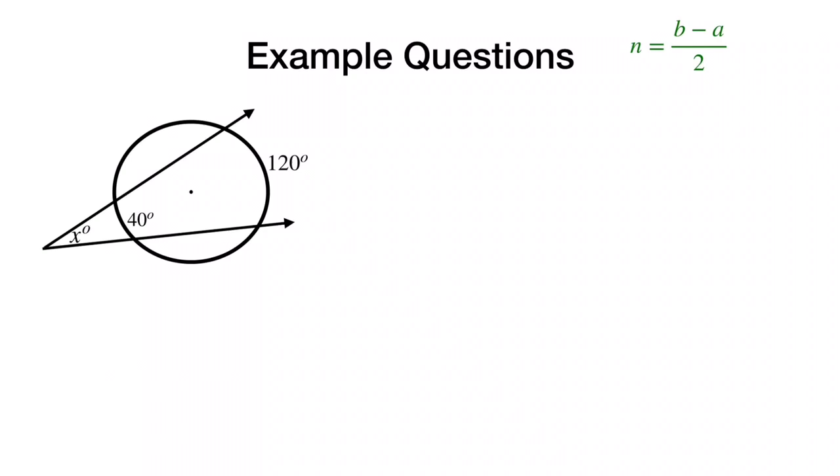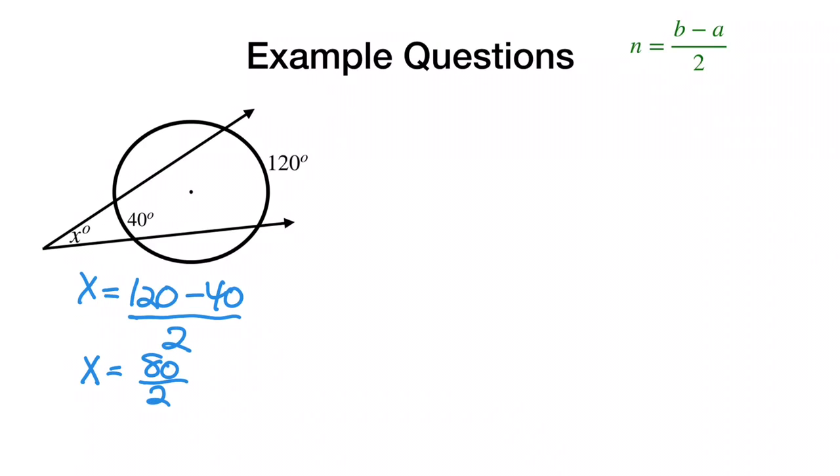In this example, we have two secant lines that intersect outside the circle right here. So we're going to use the formula shown there, which says you take the larger arc, subtract the measure of the smaller arc, divide the whole thing by 2, and then you'll be able to find your x. So this x here will equal 120 minus 40 divided by 2. So x will be 80 over 2, which means x will be 40.